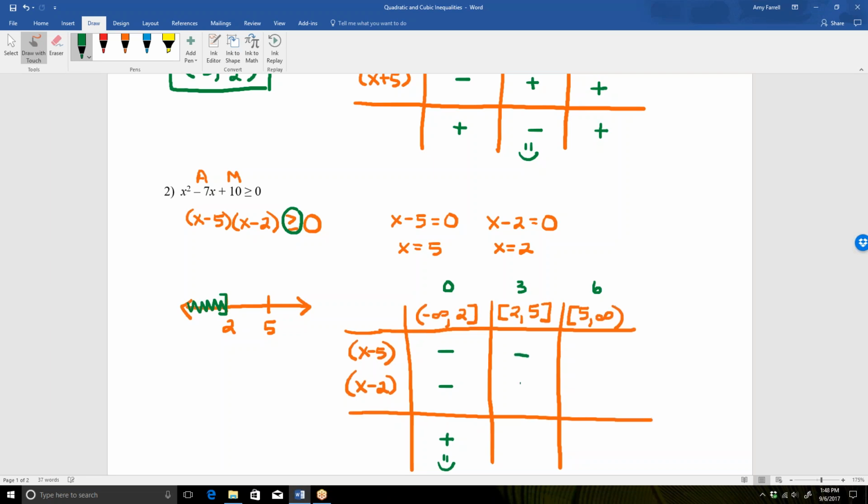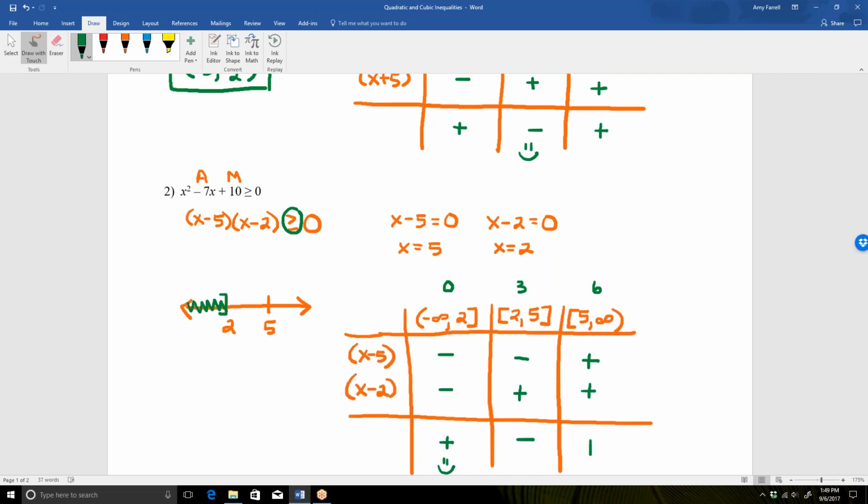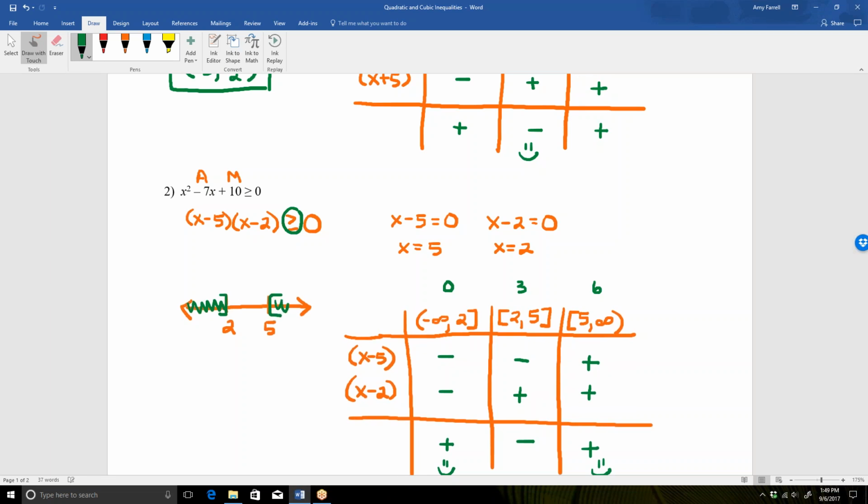3 gives us a negative result, but then a positive result. A negative times a positive is negative. This interval will not be in our solution set because we're looking for this product to be greater than or equal to 0. 6 gives us a positive result and a positive result. A positive times a positive is a positive. Also works. All right, so numbers in this interval will be part of our solution set. So our solution set written in interval notation will look like this. And we have successfully solved this quadratic inequality.